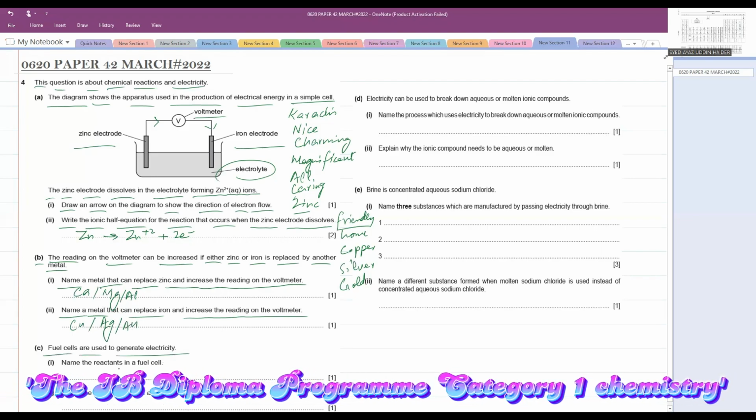Fuel cells are used to generate electricity. Name the reactants in a fuel cell. We know that's hydrogen and oxygen.